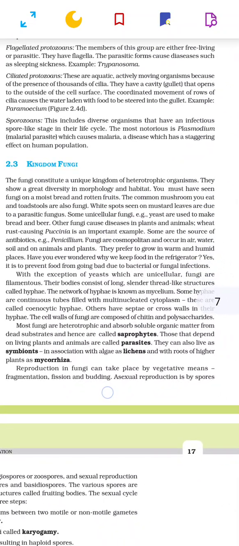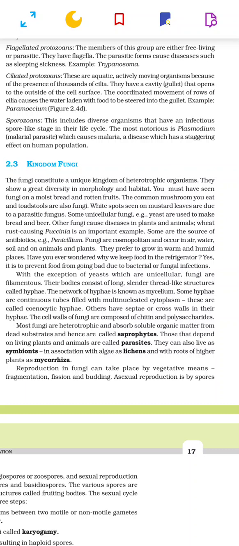Kingdom Fungi, 2.3. The fungi constitute a unique kingdom of heterotrophic organisms. They show great diversity in morphology and habitat. You must have seen fungi on moist bread and rotten fruits. The common mushroom you eat and toadstool are also fungi. White spots seen on mustard leaves are due to parasitic fungi.